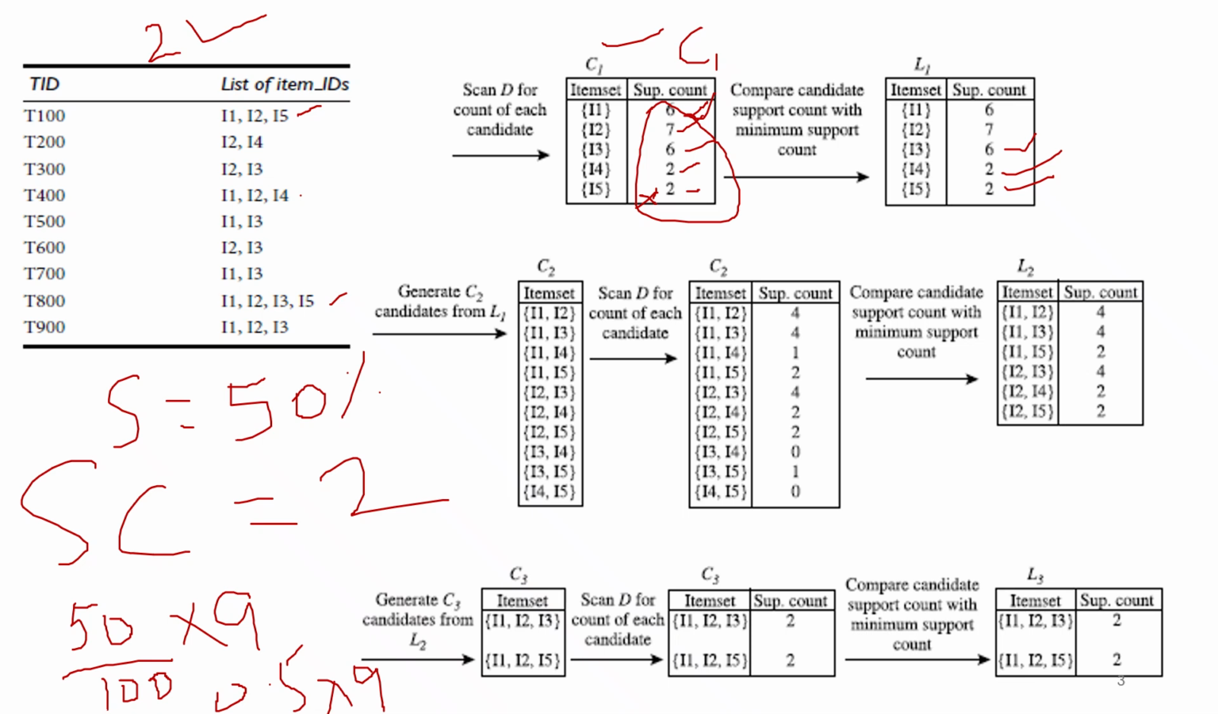Then this is called the list of items, L1. From C1 we have generated the list of items which are all satisfying the support count. So now from L1 we are generating the C2 candidates. So how will you generate the C2 candidate? The combination of each and every item. Two keys or two items should be there in this candidate set C2.